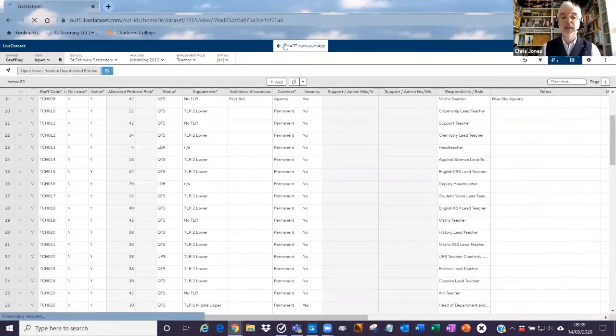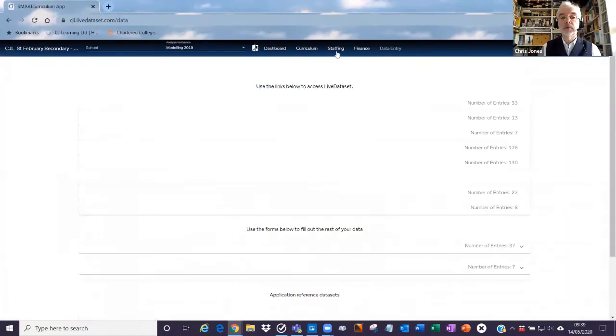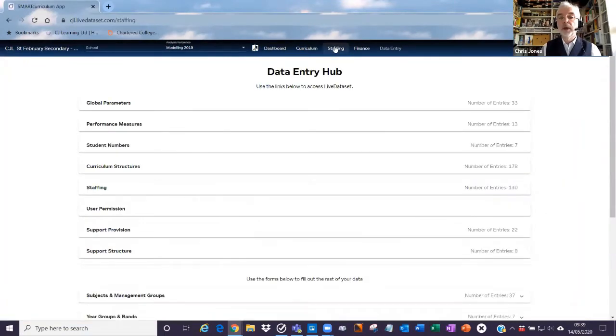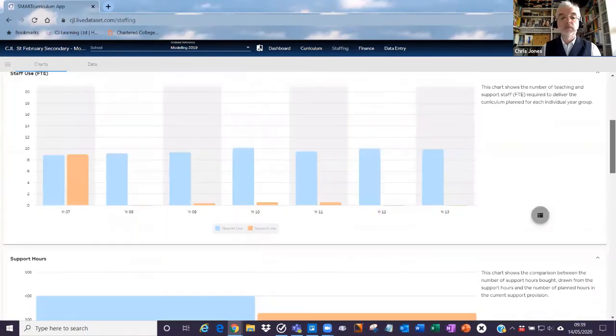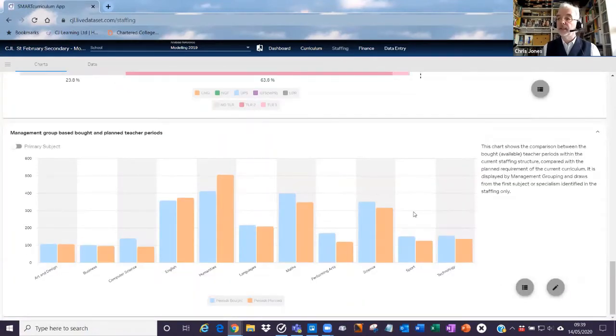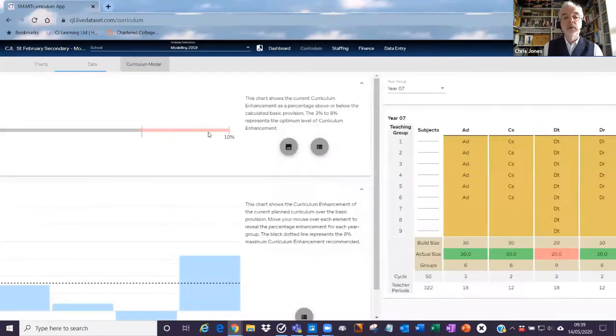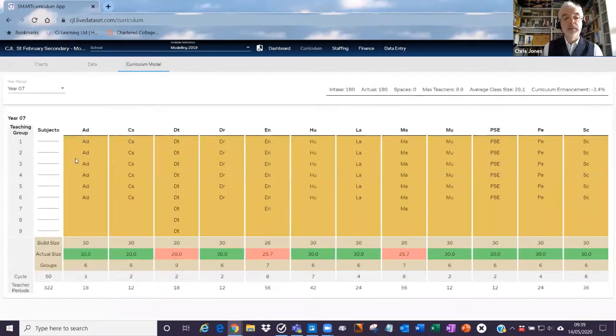So if we go back, you'll be used to the way that this now analyzes this data, and it represents that data here on a chart. So I said a moment ago about the planned teaching periods and the bought teaching periods. So the planned is what's on your curriculum model. So here, the curriculum model that's decided, the amount of periods that are designated for each subject are calculated from your curriculum structure.